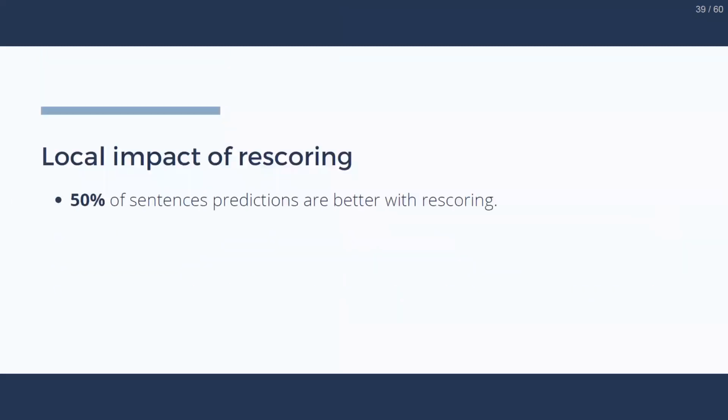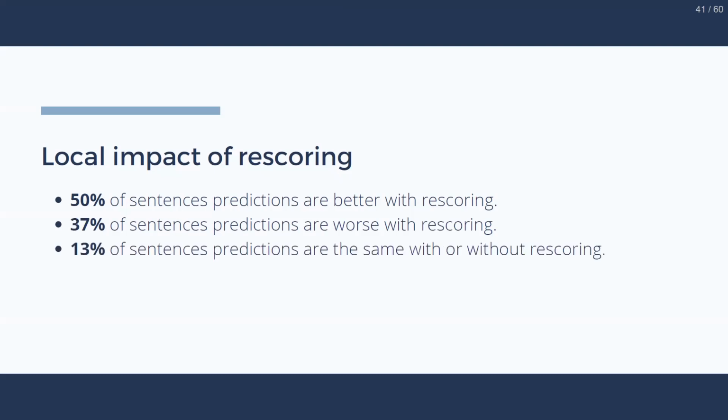About the local impact of the rescoring, 50% of the sentence predictions are better with rescoring. 37% of the sentences are worse with the rescoring. And for the rest, they are the same with or without rescoring.